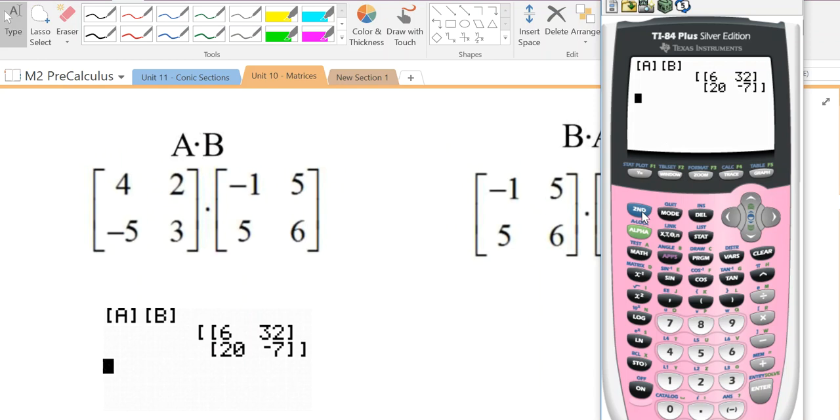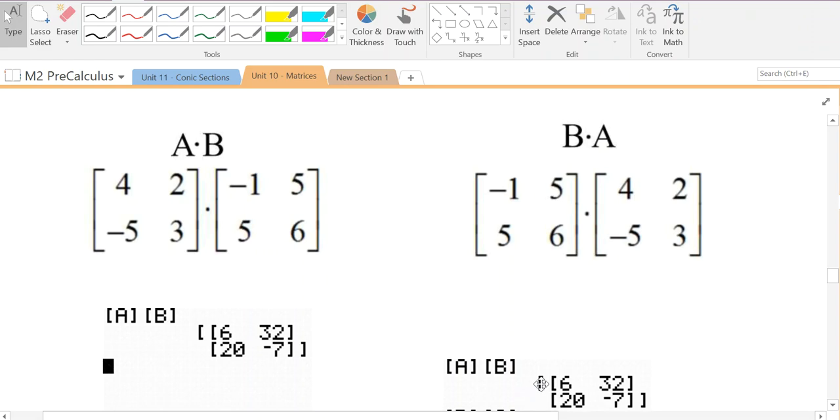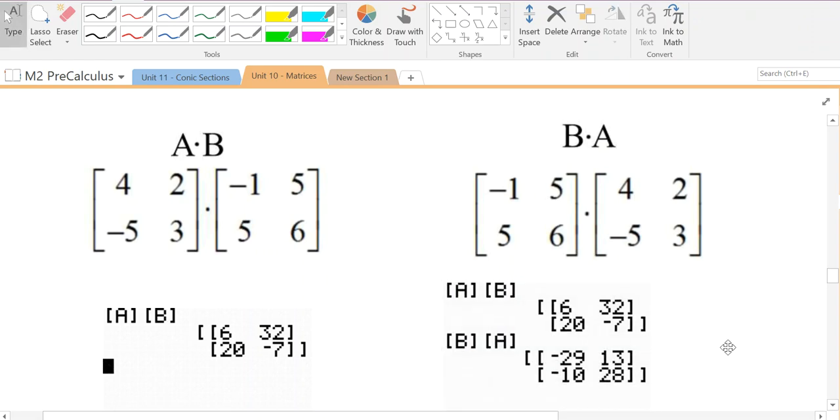Now let's do B times A. So if I'm going to do B times A, I'm going to type in B first and multiply by A to see if this comes out the same. That's what we're investigating. Ooh, I don't want -1 there. Second -1. Ready? Drum roll. So were they the same? No.